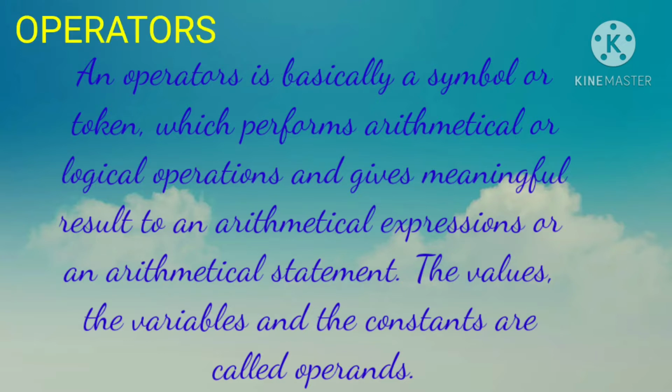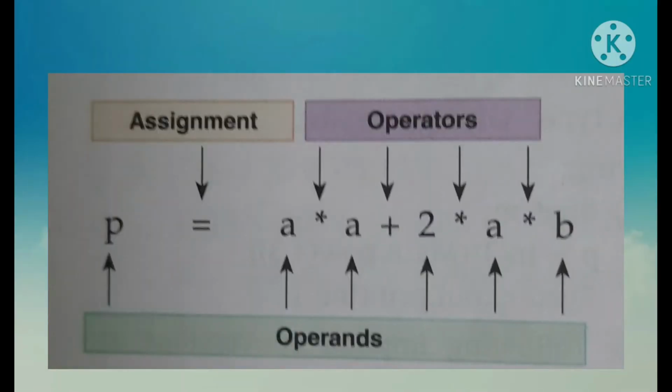The values, the variable and the constant are called the operand. So the value which we give, like 5 plus 6 or 5 plus a, 5 and a are the operand and the plus sign is the operator. Here you can see an example, p equal to a asterisk a plus 2 asterisk a asterisk b, where p is the variable where you are assigning the value, then the assignment operator equal to. a, 2 and b are the operand, plus and the asterisk sign are the operators.